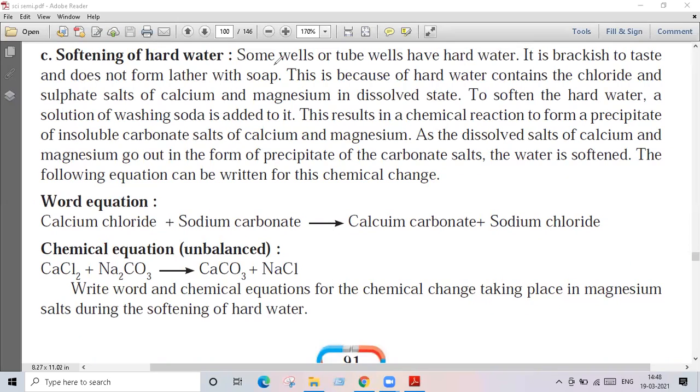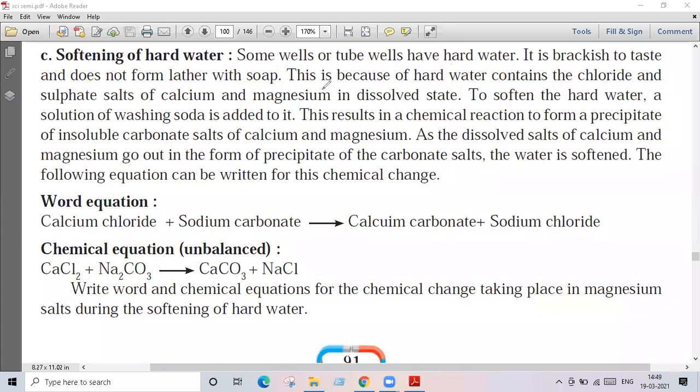So how to soften it? See, some wells or tube wells have hard water. Take note, there is well water, or you can have the tube well. Tube well means what we call borewell water, with a long pipe. Now what happens here? It is brackish to taste and does not form lather with soap.